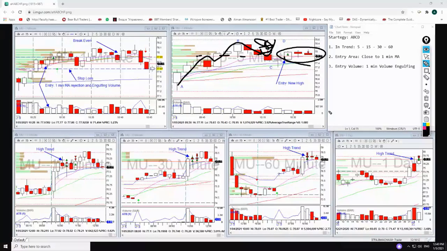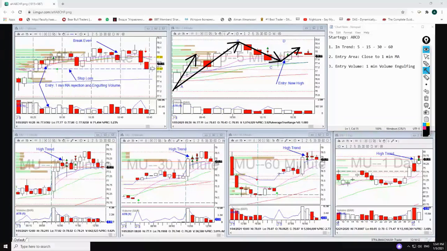It can be VWAP or any other moving average level. It doesn't need to be only the 9 moving average and the 5 minute chart. The problem here is not that it's a type of ABCD pattern. If it was going straight up, okay, and then it does this pullback, and then you break the high and you take it to the long side, I'll tell you this is a good setup.